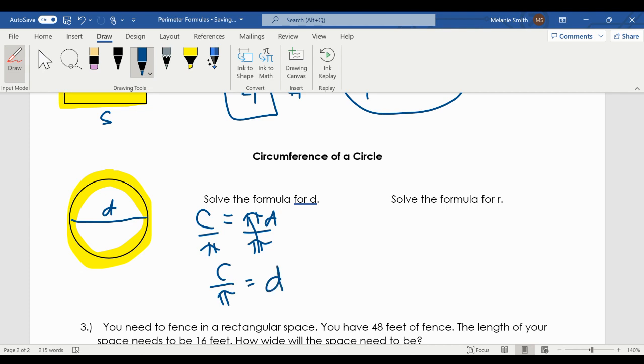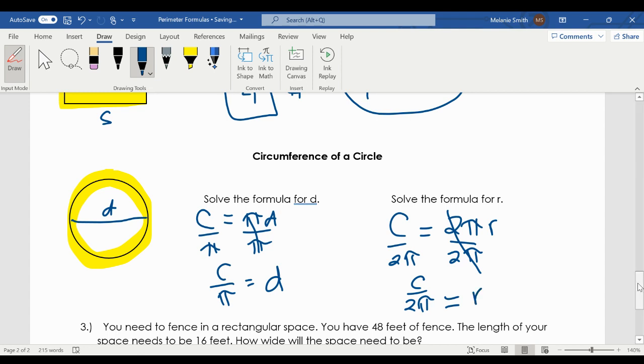Now, because diameter is 2 times the radius, we could also write this as C equals 2 pi r. And if I wanted to solve this for r, now I'm just going to divide both sides by 2 pi. So I get C over 2 pi equals r.